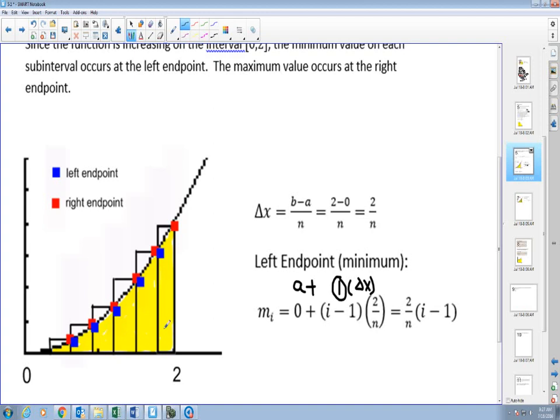If I just count, 1, 2, 3, 4, pick that one. That would be 0 plus 4 minus 1, which is 3. This is the fourth rectangle, but my left endpoint is only the third one. My minimum is only the third one. That's why this i minus 1 here makes sense.